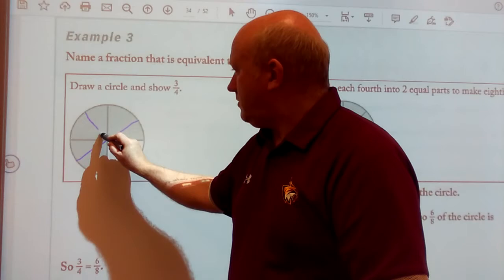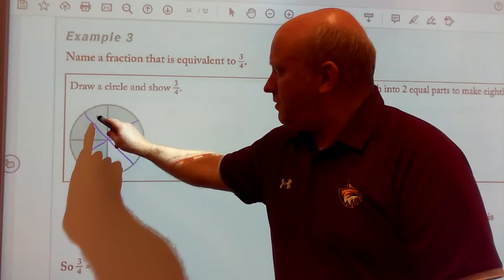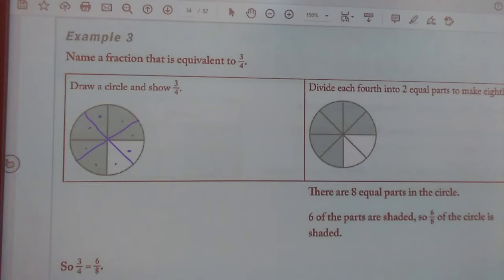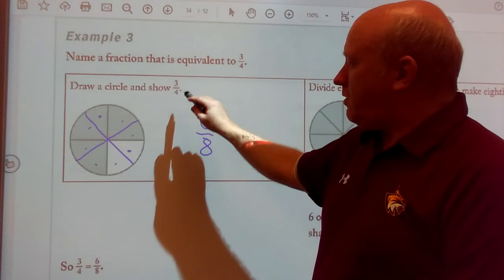And there we go. I got 4 equal parts to make 8ths. Okay? 2, 4, 6, 8. Now, so with that in mind, so now I got 8, and how many is shaded? 6. Is 3/4 equivalent to 6/8? Yes, it is.